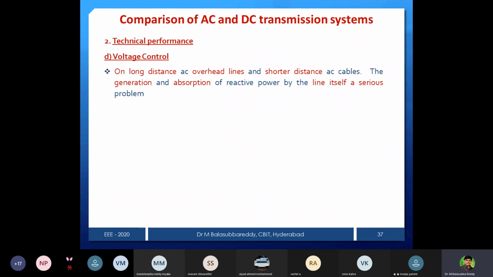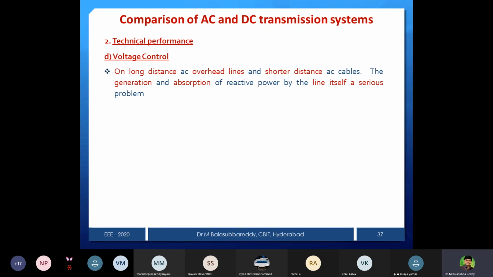And this is also the same as a current limit, not a voltage control, on long distance AC overhead lines and short distance AC cables. So preferably, as I just mentioned, for long distances overhead lines will be preferred. For short distances we can use cables.